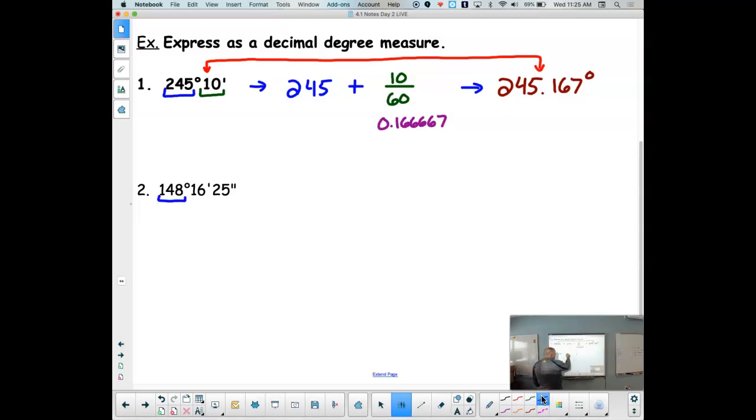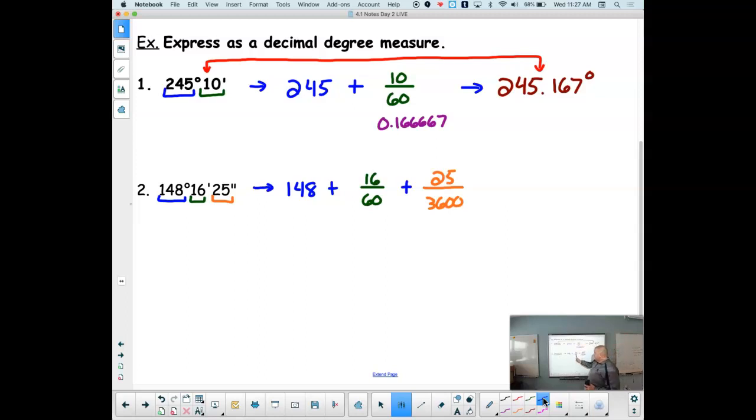So the 148 would be our starting point. The 16 would be 16 over 60. And the 25 would be 25 over 3,600. Okay? Now, the reason that we don't just do 25 divided by 60 is because we want them all in the same unit. So we need them all in degrees.